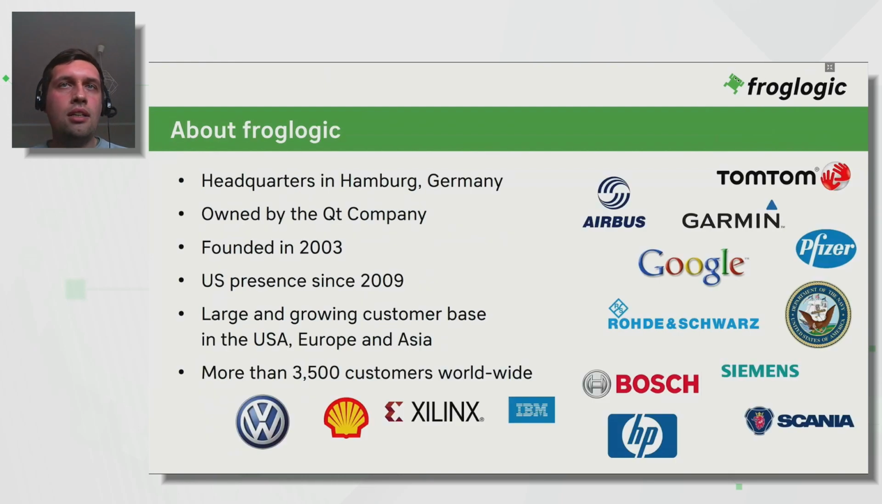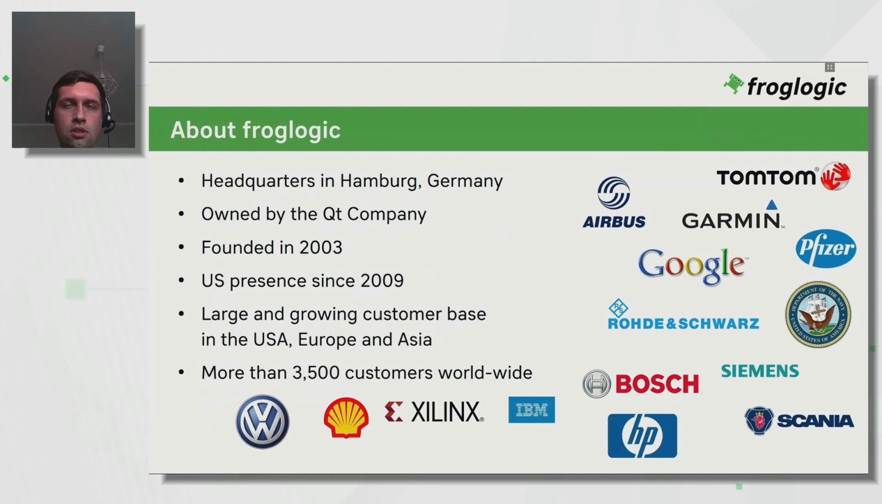A little about Froglogic, a Squish GUI Tester vendor. Froglogic was established in 2003, and as of yesterday, it's owned by the Qt company. Our flagship products are Squish GUI Tester, which we'll talk about a lot during this talk. There is also Squish Test Center, a platform for test results management, and Squish Coco, a code coverage tool. Currently, Squish is used by more than 3,500 customers all over the world.